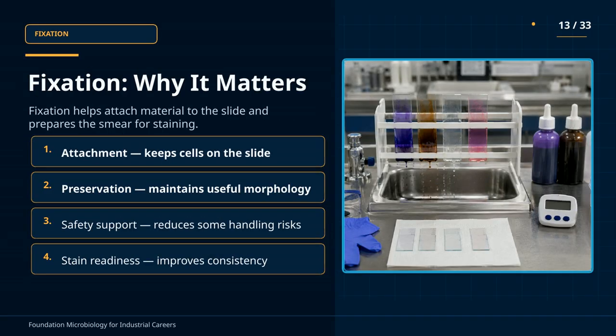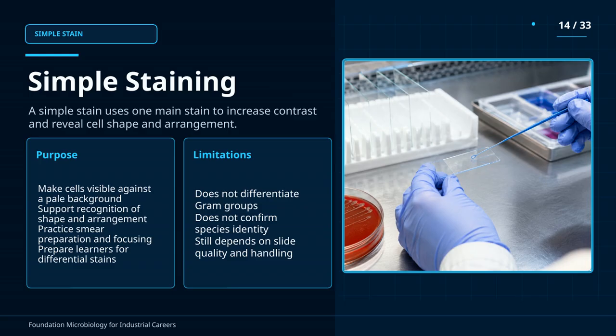Fixation helps the specimen remain attached during staining and rinsing, while preserving enough morphology for interpretation. Insufficient fixation can allow the smear to wash away, whereas excessive heat or harsh treatment can distort the cells. A simple stain uses one main dye to increase contrast and reveal basic cell shape and arrangement. It is useful for early training, but it does not distinguish gram-positive from gram-negative organisms or confirm species identity.